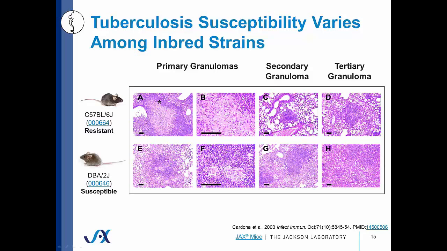When we take a closer look at higher magnification of these primary granulomas, in the Black 6J mice you can see necrotic cell death within these granulomas, whereas in the DBA/2Js they're much smaller, with more neutrophilic content within these primary granulomas. You can also see secondary granuloma development in the Black 6J mice, much more markedly than in the DBA/2J mice. And you also see tertiary granuloma development with foamy macrophages within these granulomas in the Black 6J mice that you don't see in the DBA/2Js.